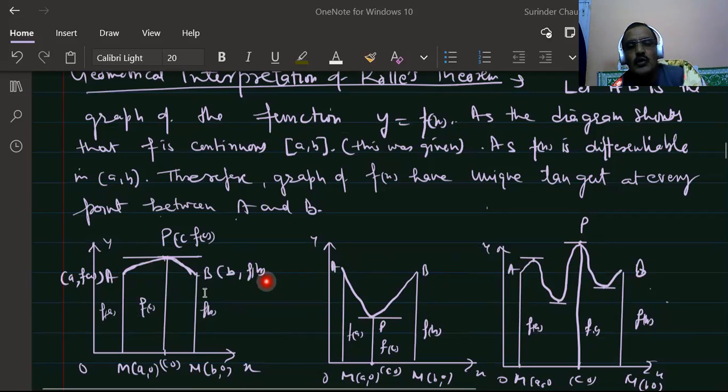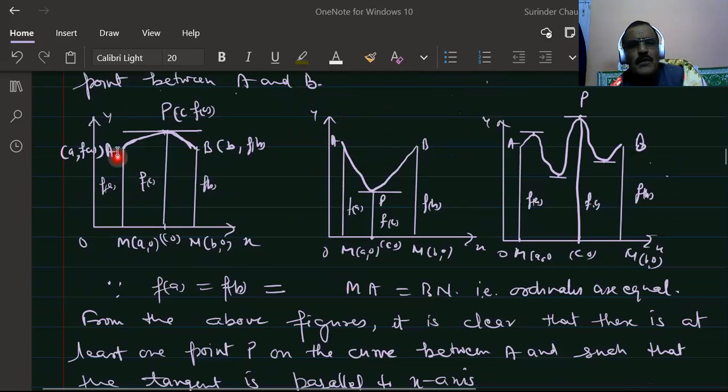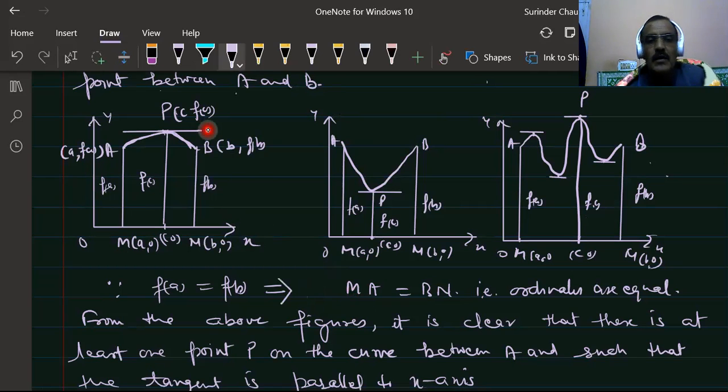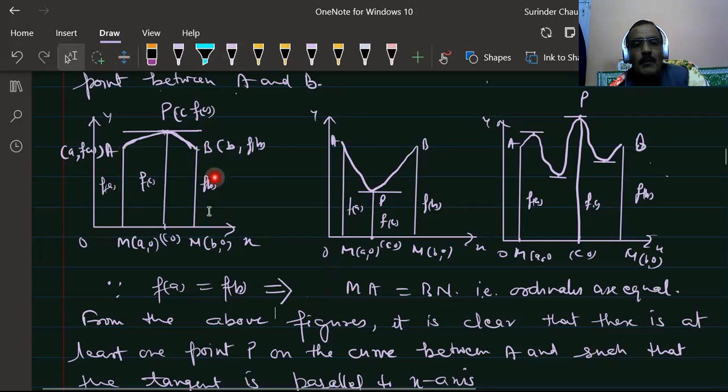So from these three diagrams, we come to the conclusion that if the function is not a constant function, for which f(a) is equal to f(b), this implies the ordinates are equal. That is, the y coordinates, the values of f(x), are equal at a and b.